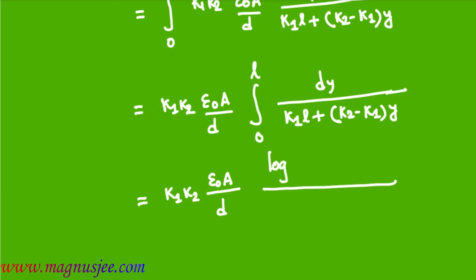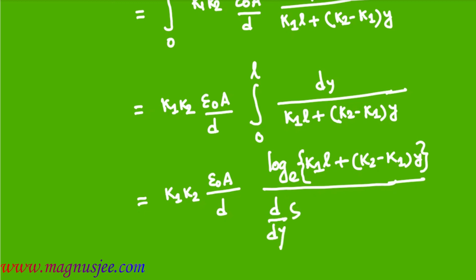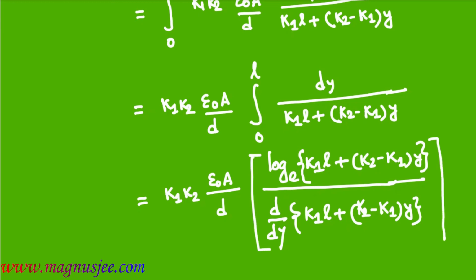And after integrating we get log base e of (k1 l plus (k2 minus k1) into y). Here dy by y, we have the change form of y. That's why for integration we have to divide the result by the differentiation of the change form. That is, we have to divide this by d/dy of (k1 l plus (k2 minus k1) into y), from 0 to l.